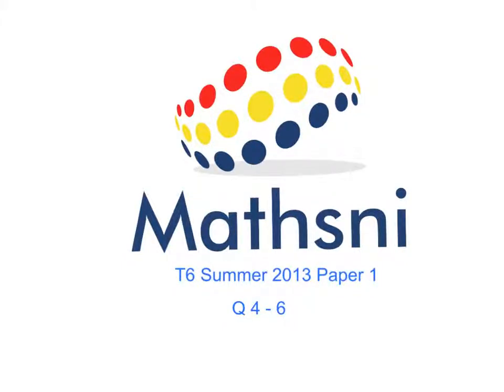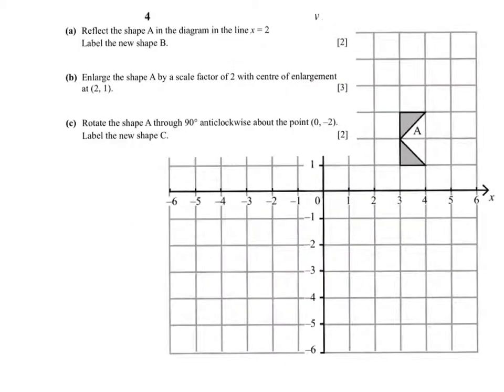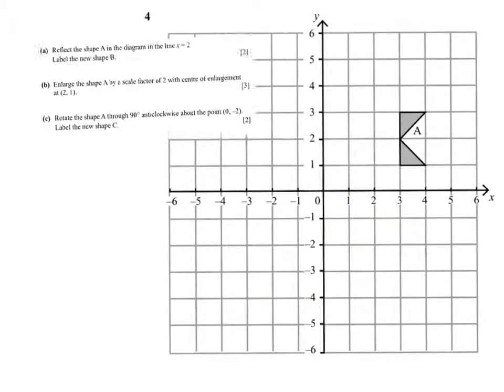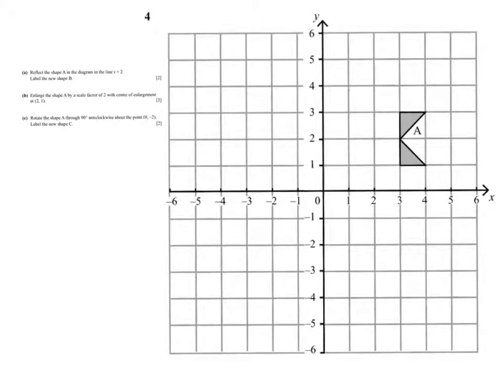T6 Summer 2013, Paper 1, Non-Calculator. Part A, we need to reflect the shape in the diagram in the line x equals 2. So the first thing we need to do is draw the line x equals 2. And that's every point which has an x coordinate of 2. So that will be 2, 0, 2, 1 and 2, 2.